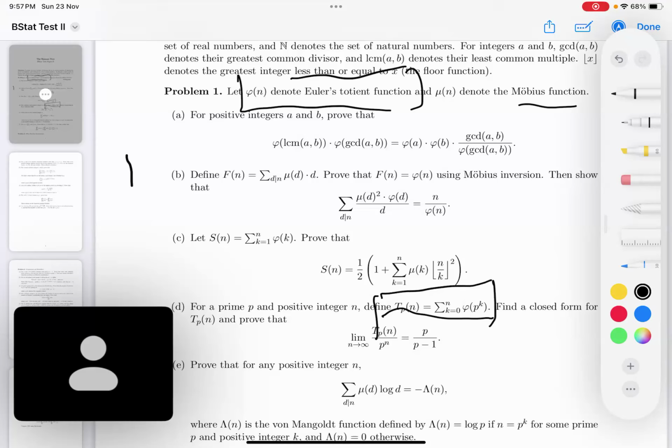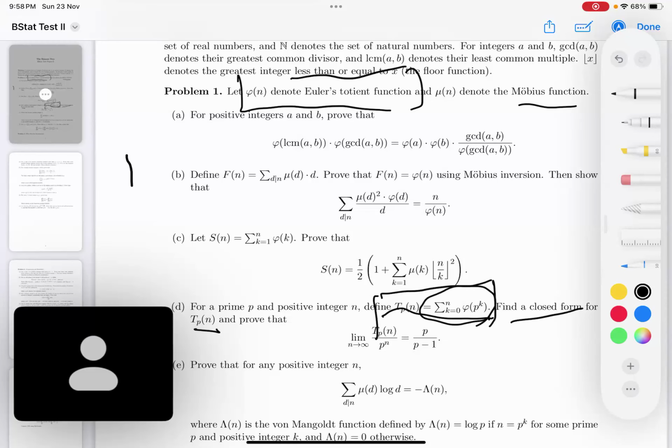The sum for k equal to 0 to n of phi of p to the power k, right? And then it says find a closed form for Tn. I think I did this one, and I got the limit as 1. So then probably you did something wrong. Probably check that. Tell me how this would work.